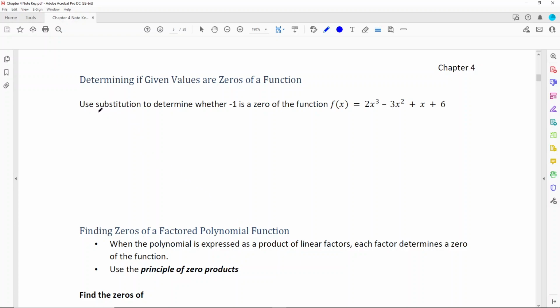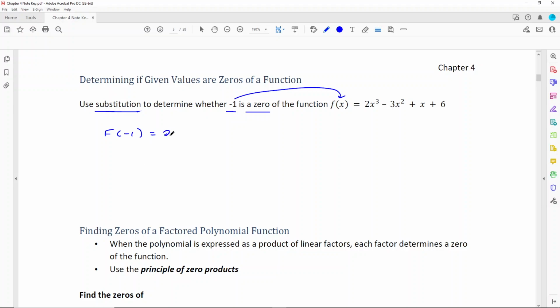So if I ask you to use substitution to determine whether -1 is a zero of this function, what would I do? What does that mean? Well, it means that you're going to sub -1 in for x. You're seeing if this x value is a zero of the function. If it is, when I plug -1 in for x, I should end up with 0, right? That's why it's called the zeros. It's what x value gives you a y value of 0, or what input gives you an output of 0.